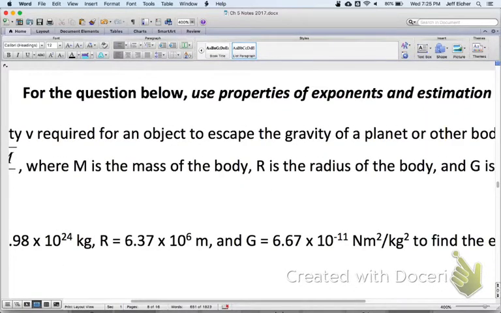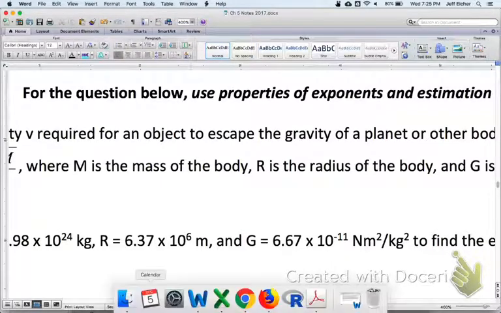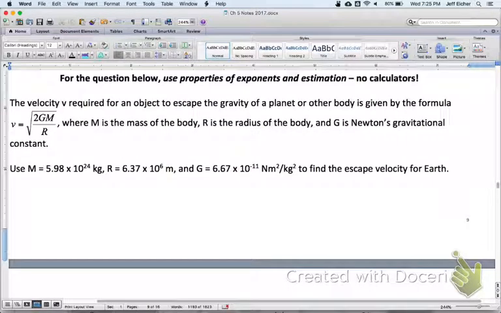Let's end this lesson and class after looking at a little application about using some properties of exponents. I just need to switch the shape of the screen. Alright, so the question below: use properties of exponents in estimation, no calculators. Ooh, challenge accepted. We'll see what we can do.